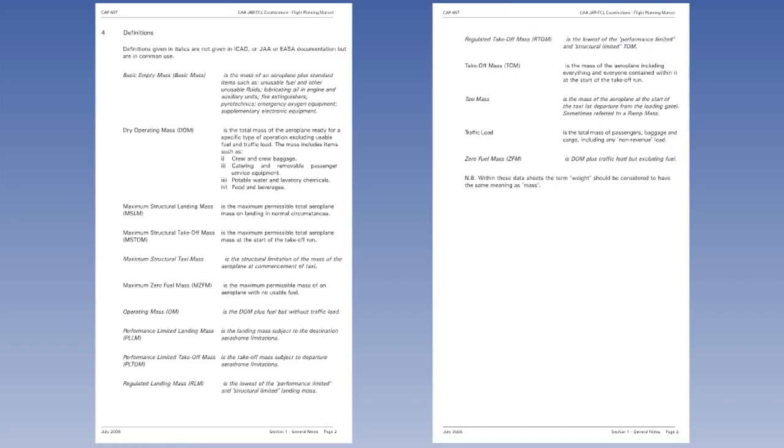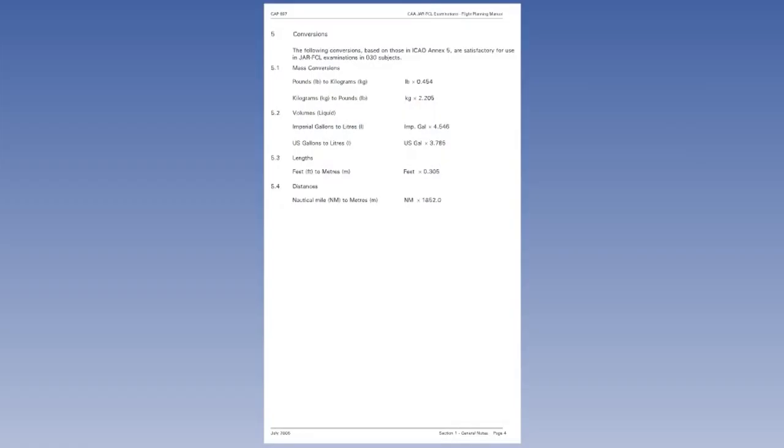Pages 2 and 3 of Section 1 list a number of definitions of aircraft mass. These can be ignored at the moment, as they will be dealt with in detail in the lessons on aircraft loading. When you are ready, turn the page to paragraph 5, conversions.